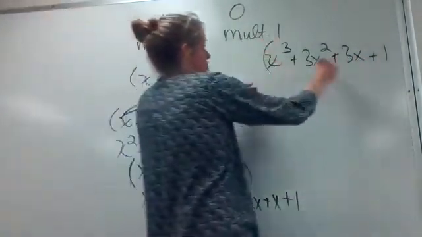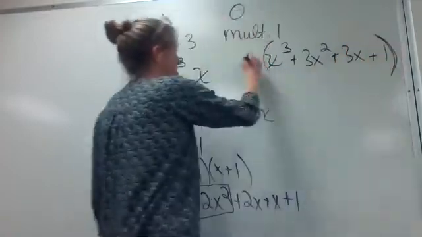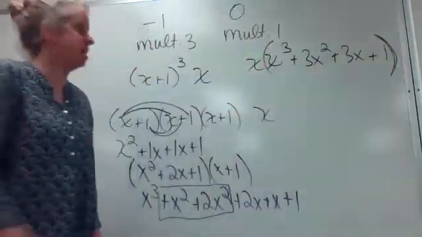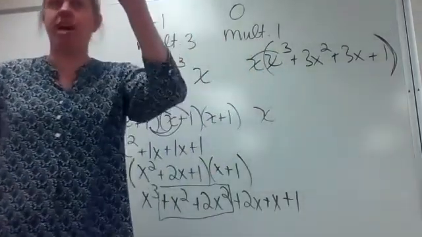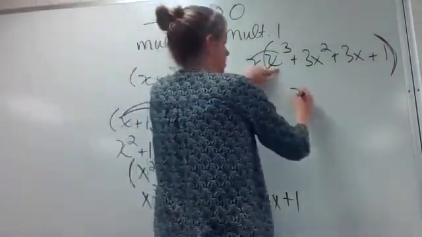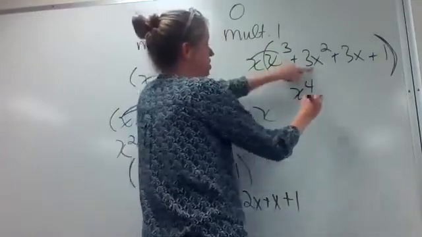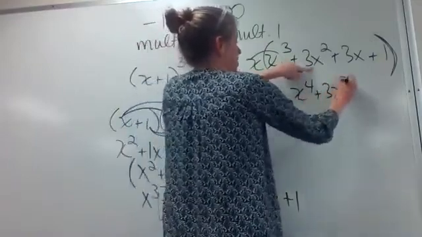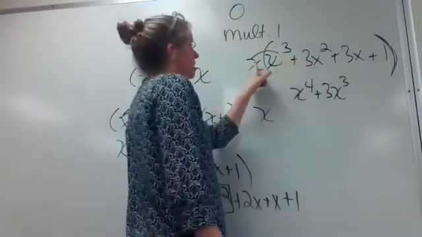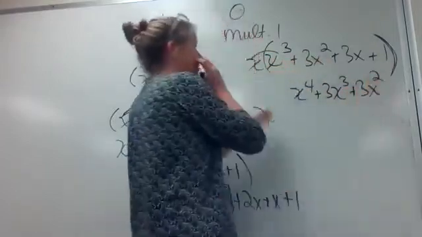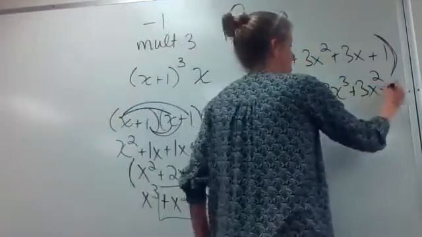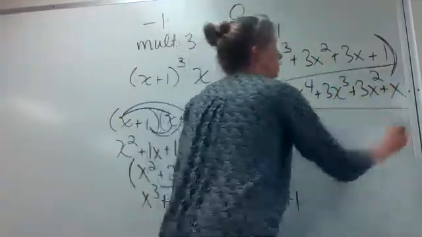And what do I need to distribute to all those? X. And then you'll be done, right? Because what's x times x cubed? There's your degree 4, right? X to the 4th. X times 3x squared just gives me 3x to the third. X times 3x is 3x squared. And x times 1 is x.